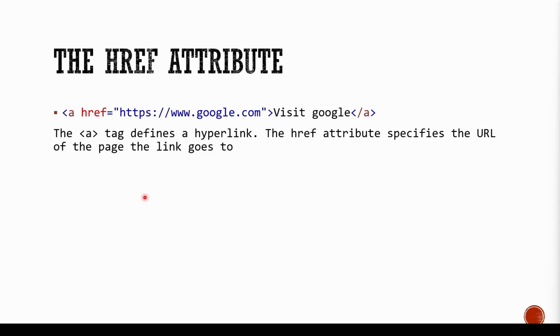Now let's have a look at some of the attributes. Let's begin with the href attribute. Here we have the anchor tag. This anchor tag defines a hyperlink. If you click on this link, it's going to take you to that link. The href attribute specifies the URL of the page the link goes to. So if you click "Visit Google", it is going to take you to whatever you write here in this value. So href is the name and the value is whatever web page you want your users to go to.